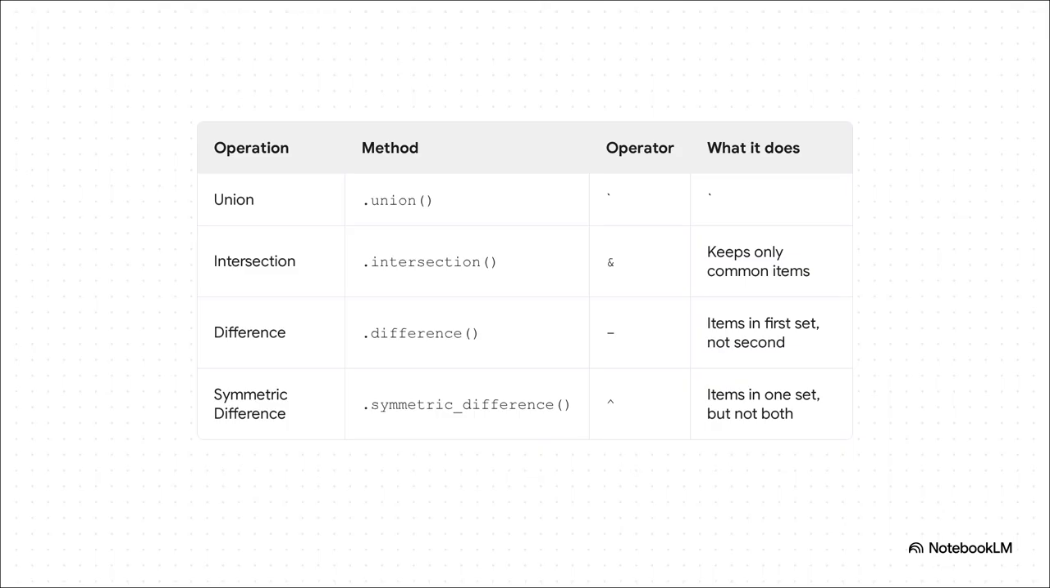Let's do a quick recap. Union is for combining. Intersection is for finding the overlap. Difference is for what's in set A but not B. And symmetric difference is for what's in A or B but not both. Seriously, this little table is your best friend.